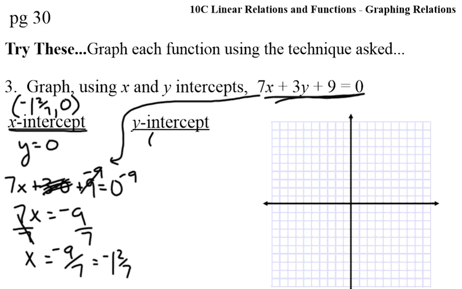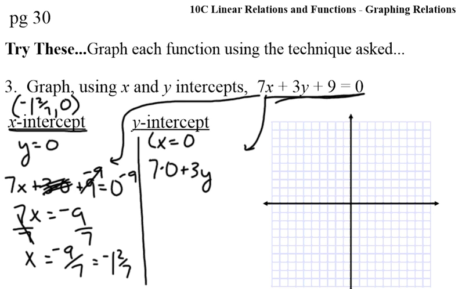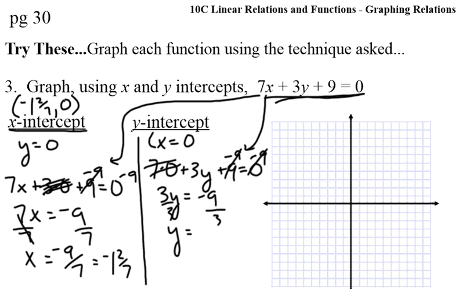Our y-intercept occurs when x equals 0. So again, substituting in 7 times 0 plus 3y plus 9 equals 0. 7 times 0 just kind of disappears because that's a 0. Subtract 9 from both sides. 3y equals negative 9. Divide by 3. And y is negative 3. So our y-intercept, when x is 0, y is negative 3.